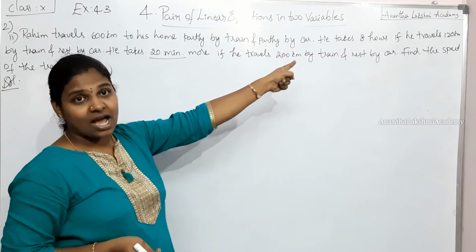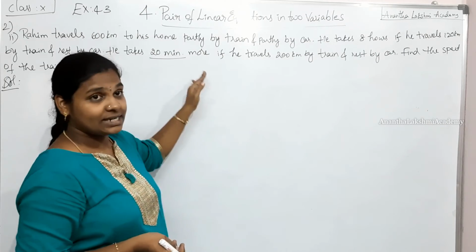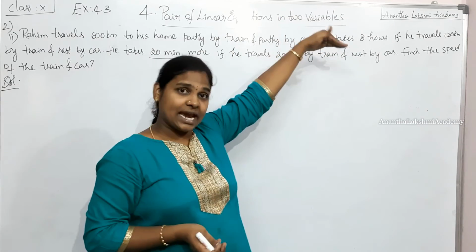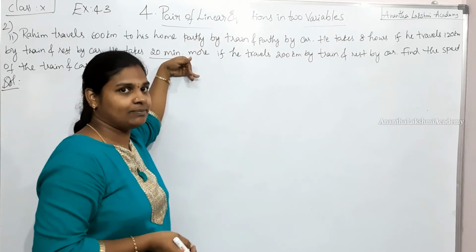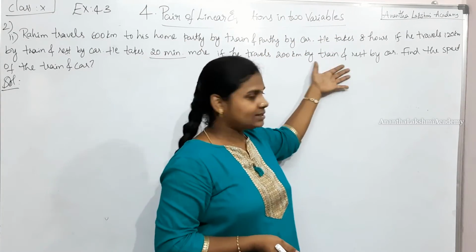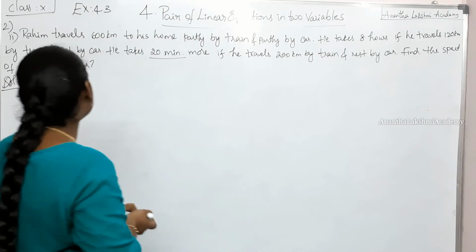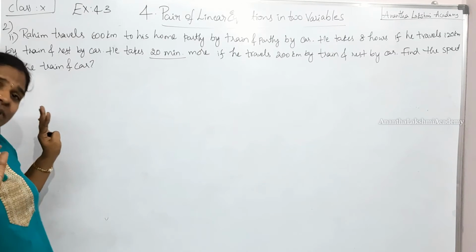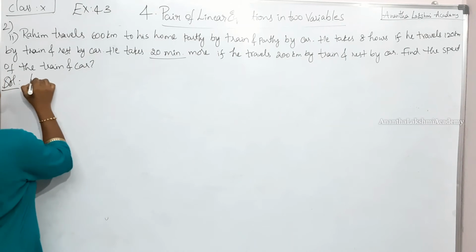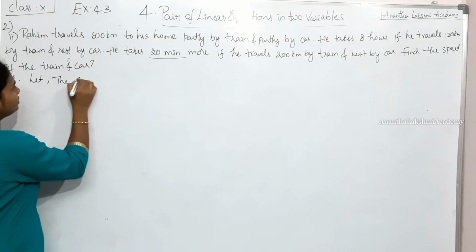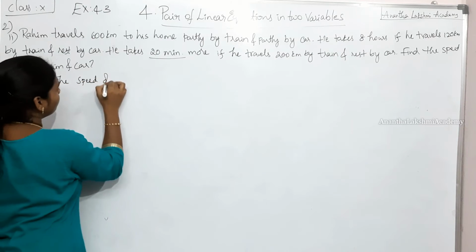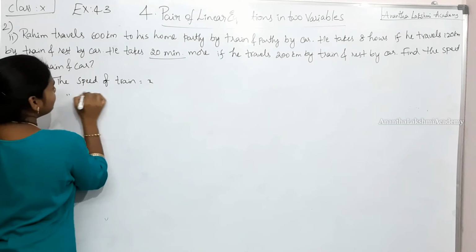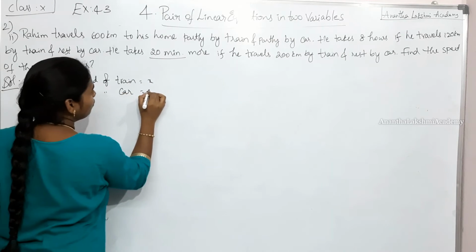Earlier it was given in hours. Now it is given in minutes. Whatever the time taken for that distance, 8 hours plus 20 minutes is taken for this duration. Now they are asking us to find the speed of the train and car. So what are the unknowns? Speed of the train and car. So let the speed of the train be x. Likewise, the speed of the car is y.